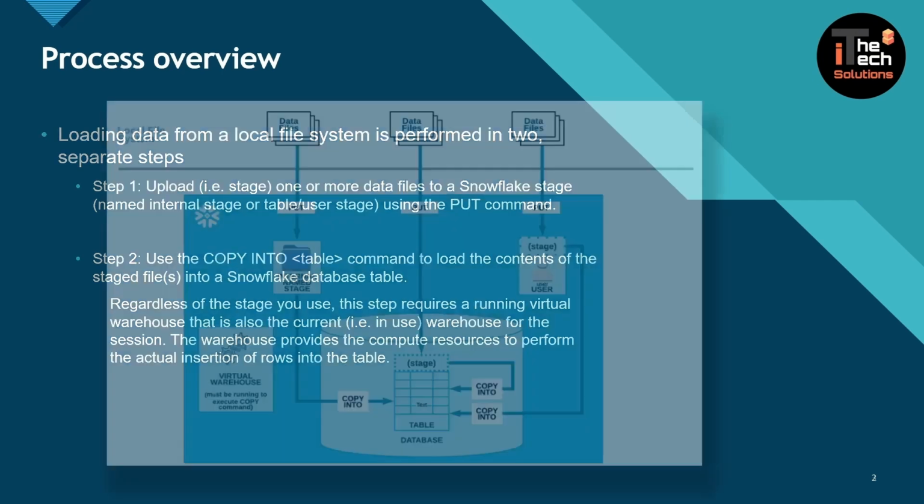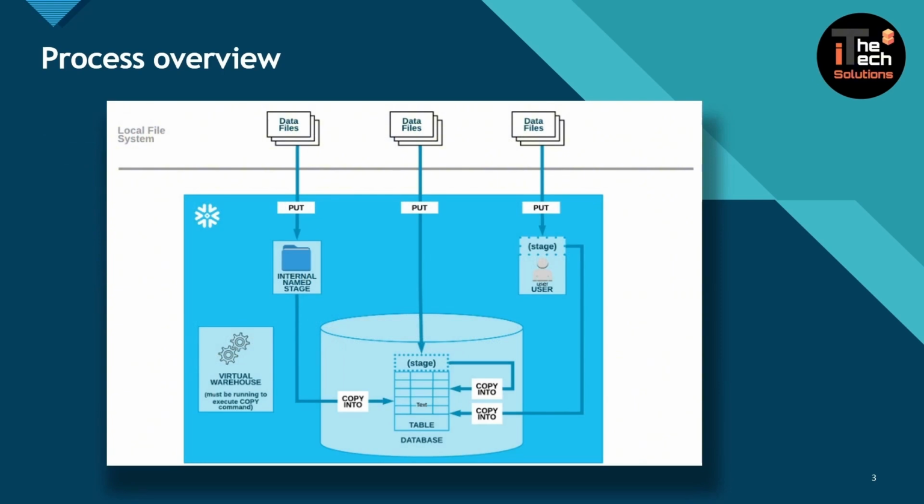So there are different types of internal stages that we will see. This is the overall view of how the data gets loaded when we load the data from the local file system into the internal stage. First, you can see this is the local file system. There are files present in our local system. Using the PUT command, we put them into an internal stage. There are different types of stages shown here. One is the internal named stage, another one is the table stage, which is associated with the table, and the third one is the user stage, which is associated with each user.